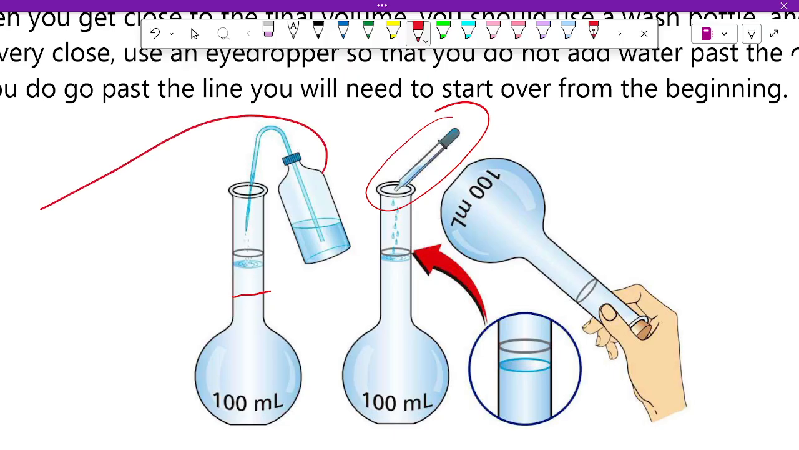This is called a wash bottle. What's this called? That's called a dropper or medicine dropper. Sometimes it's called an eyedropper, a medicine dropper. We can just call it a dropper.